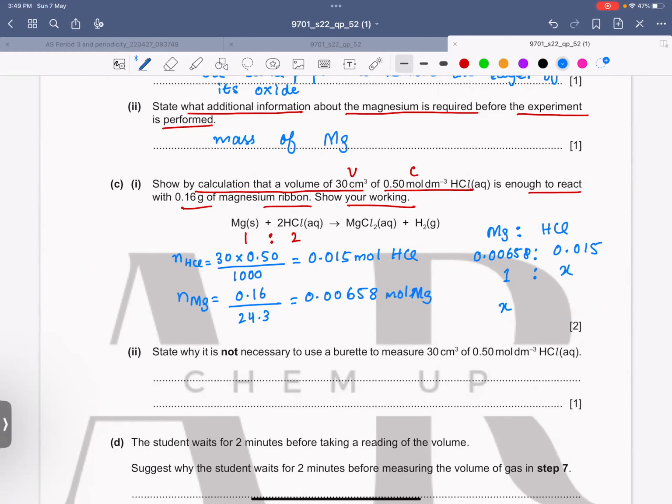So x would be equal to 1 into 0.015 divided by 0.00658. Can anybody tell me the answer, please? 2.28. 2.279, so 2.28 moles. So x is 2.28 moles. For 1 mole of magnesium, we have 2.28 moles of hydrochloric acid, which is actually greater than 2, right?